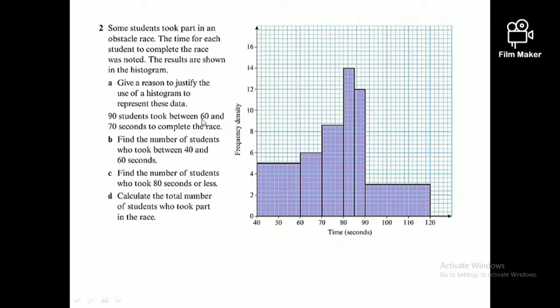They have mentioned that in the 60 to 70 category, there are 90 students. That means this area represents how much? This area, the 60 to 70 area, represents 90. Then you can see from this category how many small boxes are there.